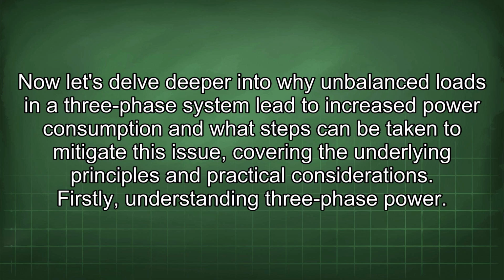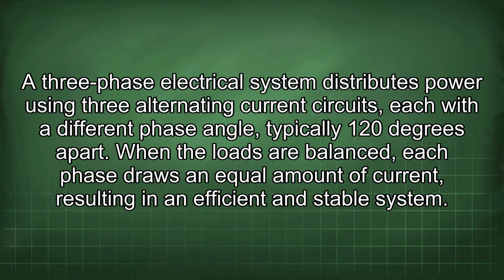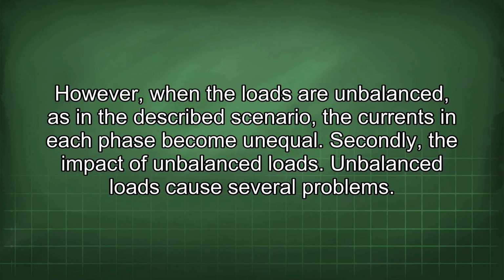Firstly, understanding three-phase power. A three-phase electrical system distributes power using three alternating current circuits, each with a different phase angle, typically 120 degrees apart. When the loads are balanced, each phase draws an equal amount of current, resulting in an efficient and stable system. However, when the loads are unbalanced, as in the described scenario, the currents in each phase become unequal.